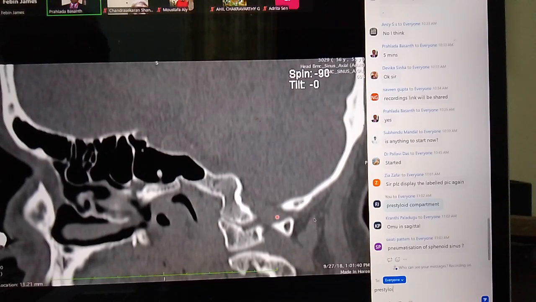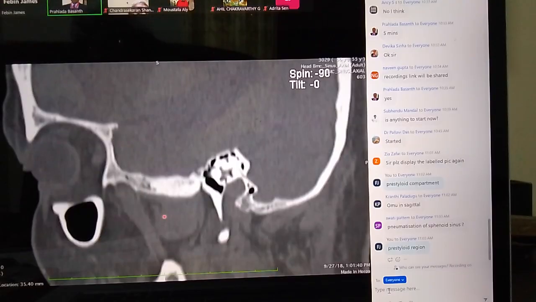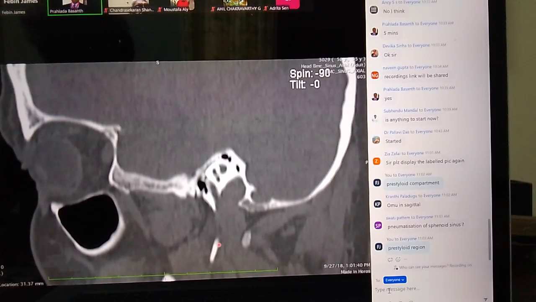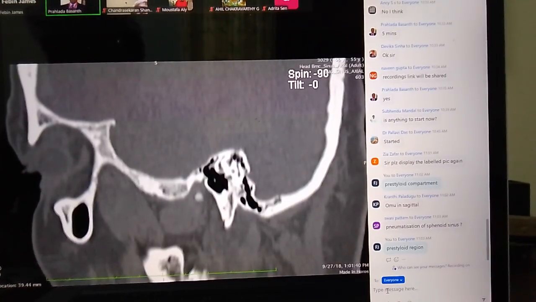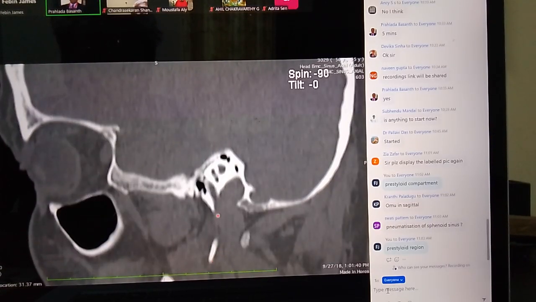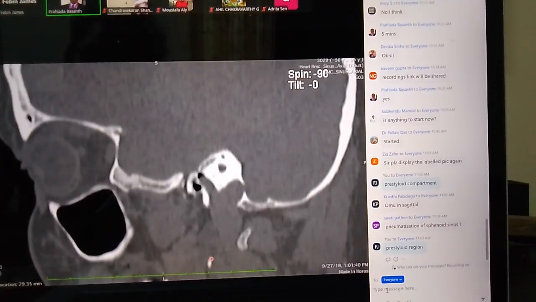Pneumatization of the sphenoid sinus, and the prestyloid compartment. I'll come to that first. Okay, prestyloid and then the pneumatization of the sphenoid sinus. See, the styloid process you need to identify. So this is the styloid process. How do we identify the styloid process? You identify the temporal bone. This is the tympanic portion of the temporal bone, and further medial to it you can see the styloid process going down. This is the styloid process, and this is all the prestyloid compartment of the infratemporal fossa. Posterior to that is the poststyloid compartment.